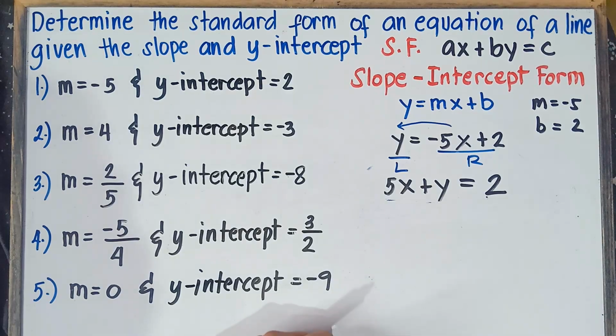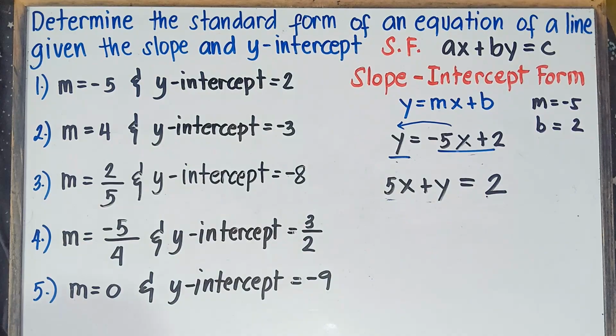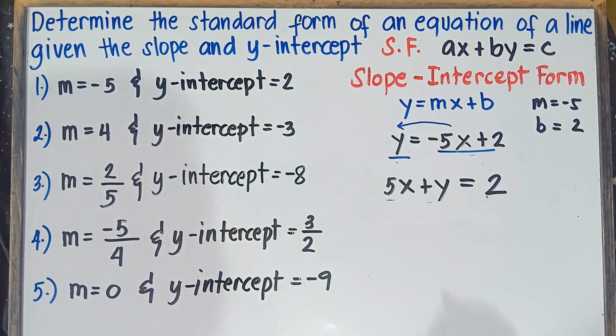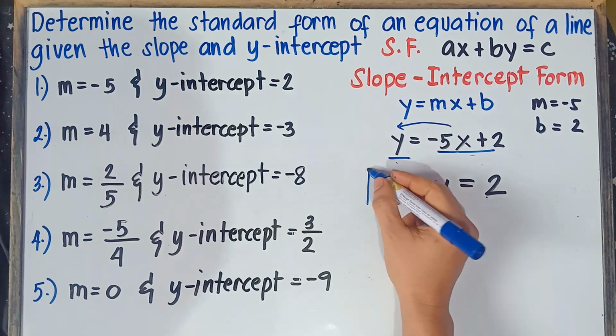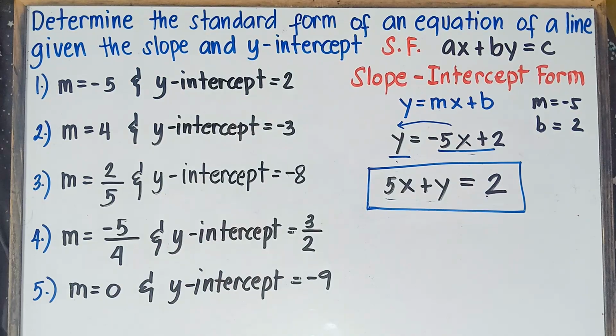And that's it, class. This is the answer with regards to example number 1. We have 5x plus y equals 2. And that would be the standard form. Easy, right? That's the answer with regards to example number 1.